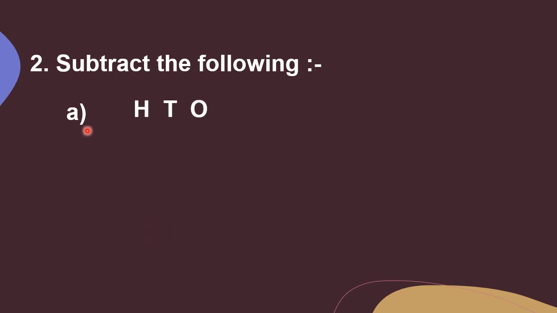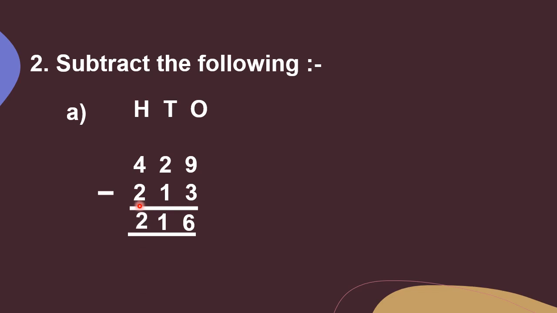Here in A part it is given places: ones, tens and hundreds. 429 minus 213, and we have to solve it from our ones place. So let's start from ones place. 9 minus 3. Keep 9 in your mind and 3 on your fingers. Now we have to do backward counting. 8, 7, 6. So we will write 6 here at ones place column. Now 2 minus 1 is equal to 1, and 4 minus 2 is equal to 2. So our difference is 216.